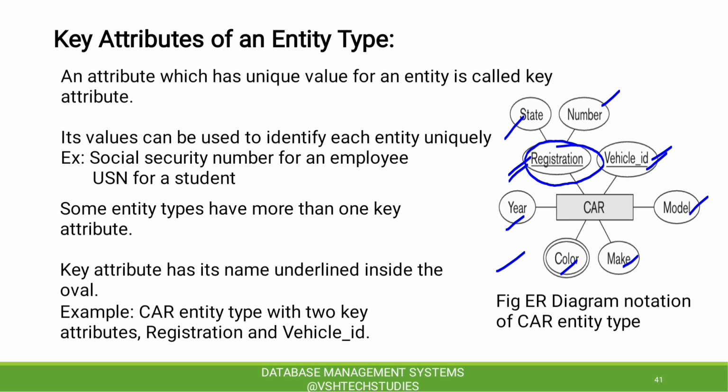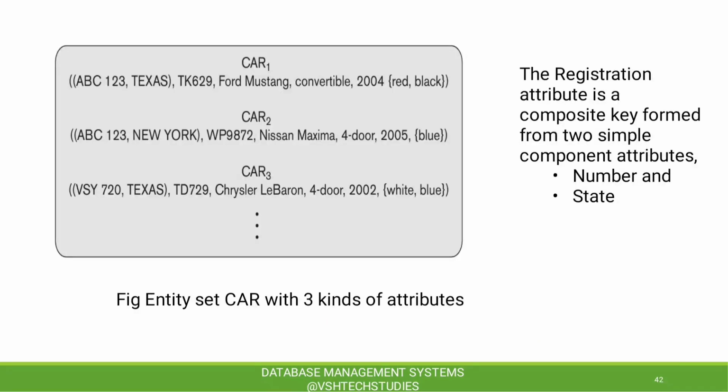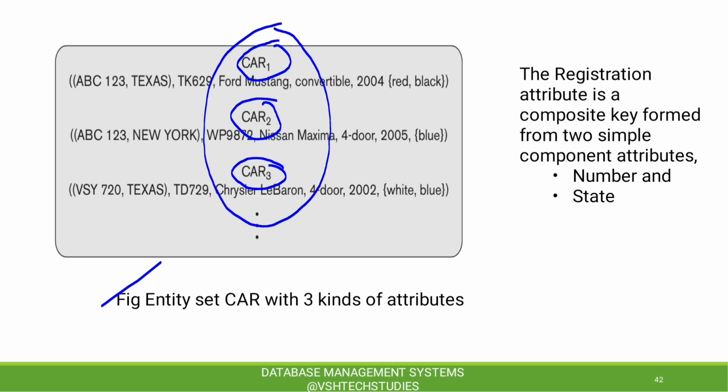And what is shown in the rectangle indicates the car entity type. The remaining are all attributes, but different kinds of attributes are shown in this example. So this figure shows the car entity set. Entity set means a collection of entities. So this is a collection of car entities: car 1 entity, car 2 entity, car 3 entity. A collection of car entities together is called the car entity set.